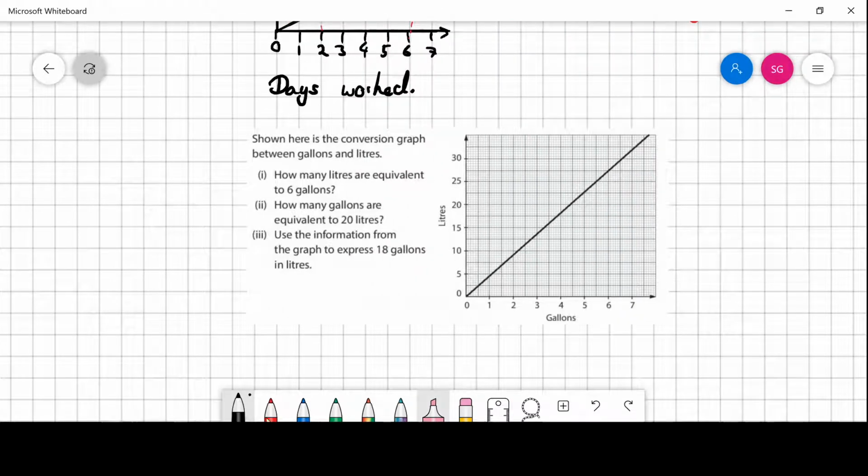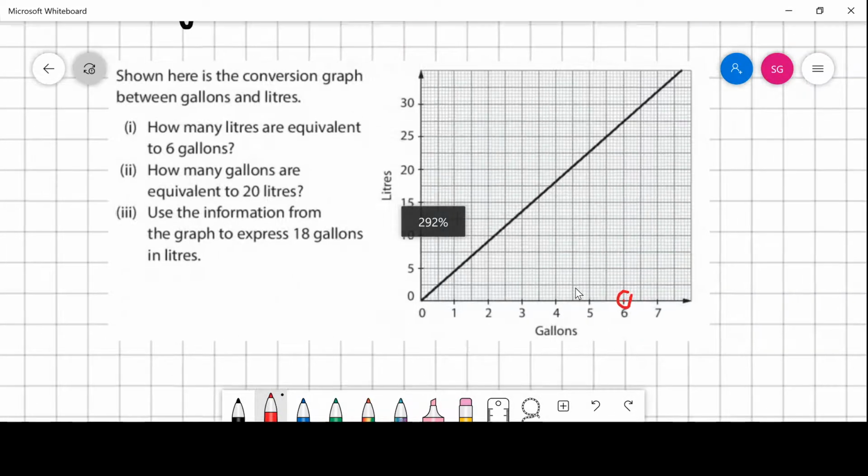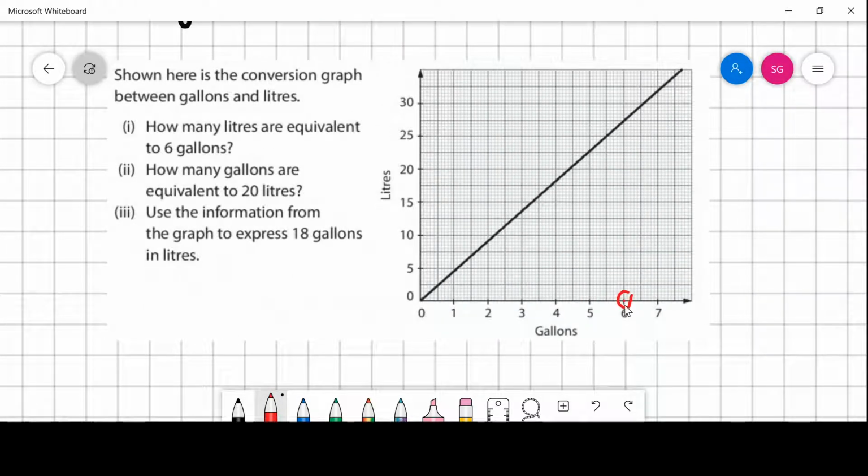This should be one of the easier sets of questions if you're someone who can easily read a graph. Okay, so shown here is the conversion graph between gallons and litres. How many litres are equivalent to 6 gallons? Well, we can go, okay, 6 gallons is here, isn't it? And I'm just going to zoom in a little bit to make things easier for ourselves. So 6 gallons is here, so we're going to dot our way all the way up until we hit our line, and then we'll start dotting our way across.